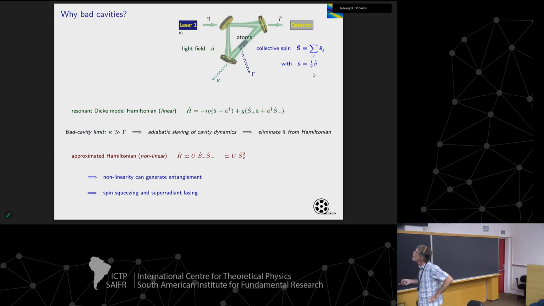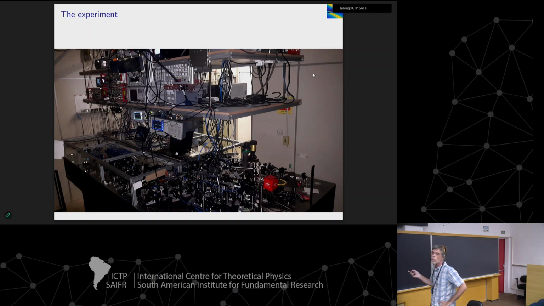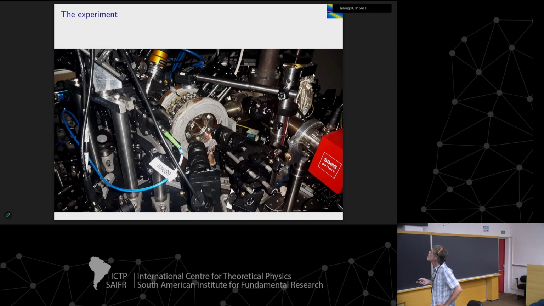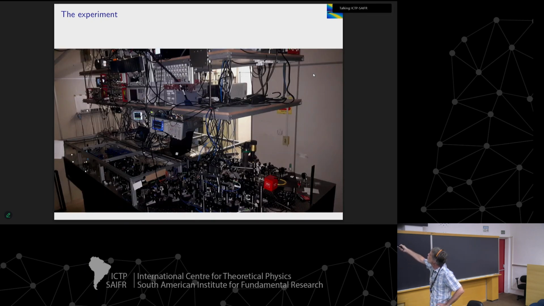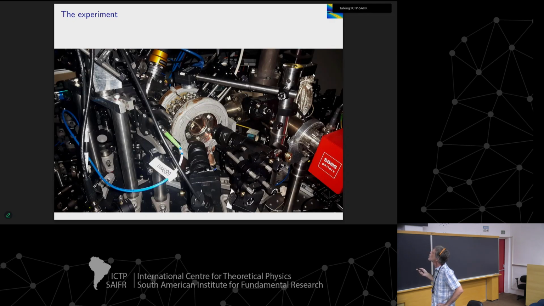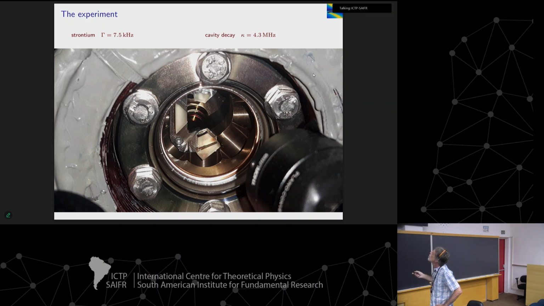Okay, so we have constructed this lab to see this effect. I make a zoom on the main vacuum chamber, which is here. All the rest is lasers that you need to control the atoms and to probe the cavity. I go a little bit fast. Here's our cavity, where we pump light, which is circulating in the cavity.